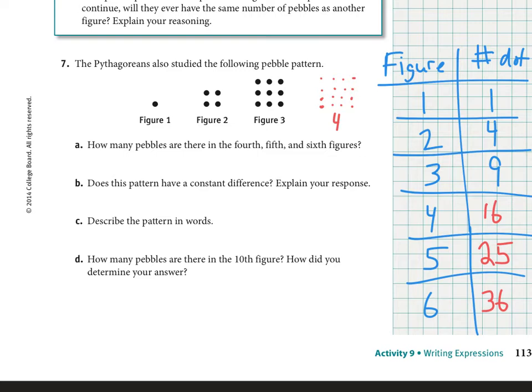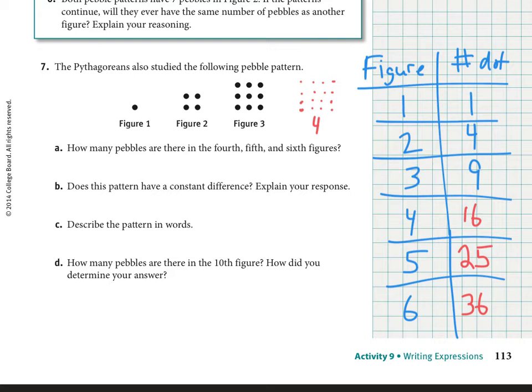Does this pattern, though, have a constant difference, I guess is the question. So do we have a constant difference? So let's take a look. To get from 1 to 4, we added 3, right? Okay, is that constant? To get from 4 to 9, did we add 3 again? No, we added 5 that time. To get from 9 to 16, you would have to add 7. To get from 16 to 25, that would be adding 9, right? And 25 to 36 would be adding 11. Sorry, I'm running out of room on the side there. So it's not a constant difference, because it's not adding the same amount.